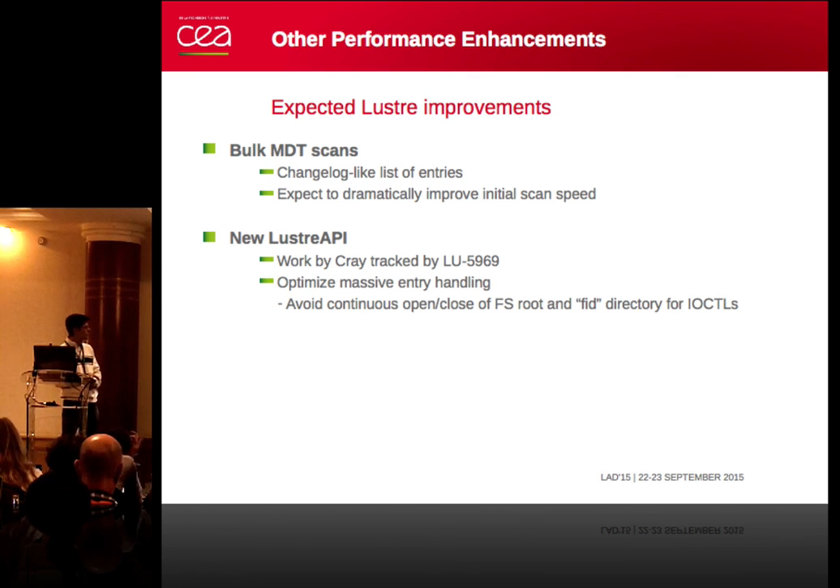So the research here is the work by Cray on creating a new Lustre API with different licensing. They also plan to have an optimized handling of such calls by keeping some file descriptors open, to optimize the way Robinhood gets the information from Lustre.